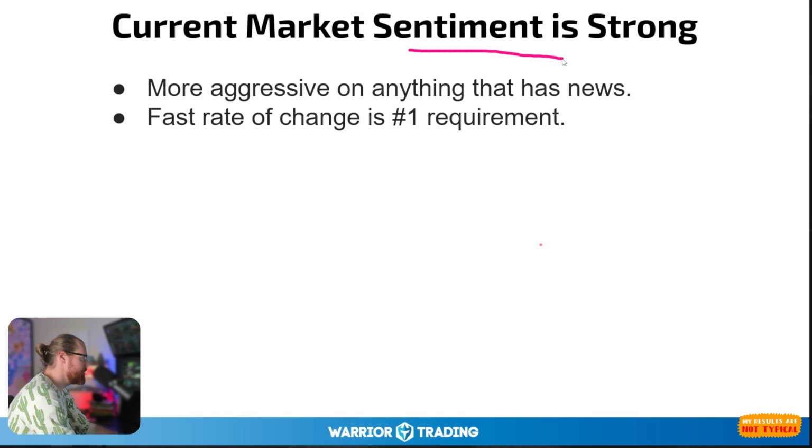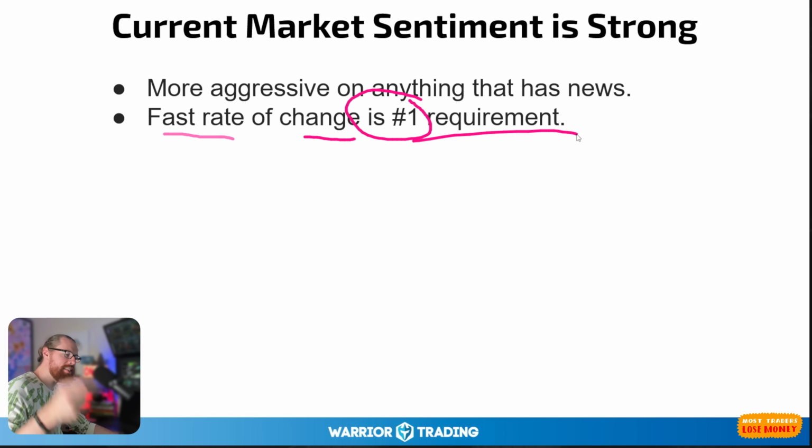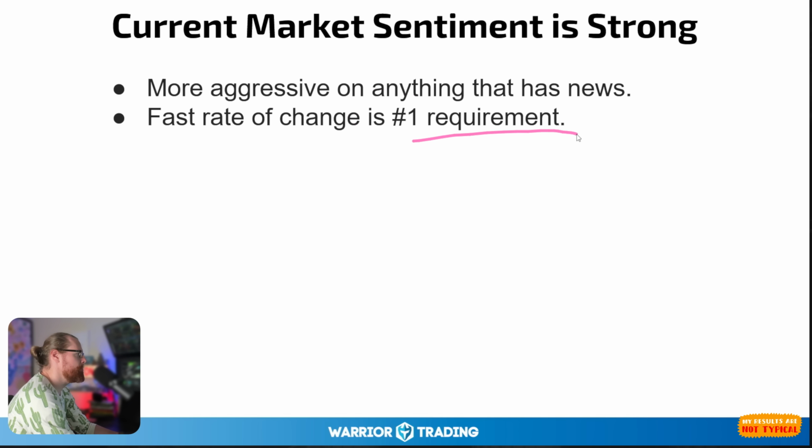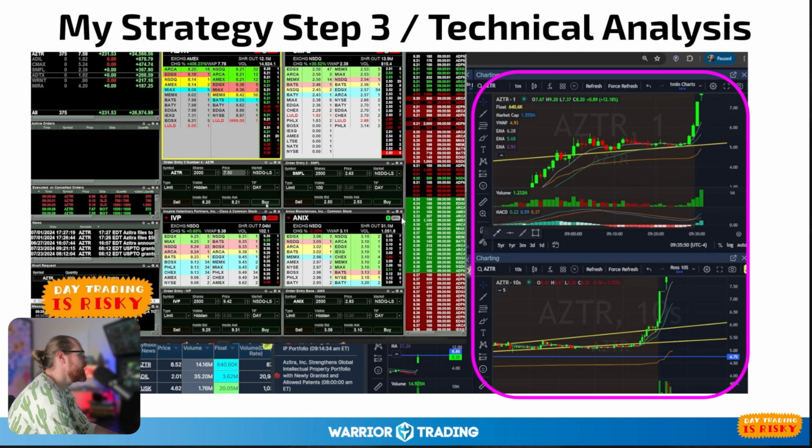So again, if sentiment is strong, I'll be more aggressive on anything that has news. And what I'm ultimately looking for is a fast rate of change. That is the number one requirement, that the price is moving quickly. If the price isn't moving quickly, regardless of how much something is up on the day, I'm not going to want to trade it. I want to see that the price is moving quickly right now.